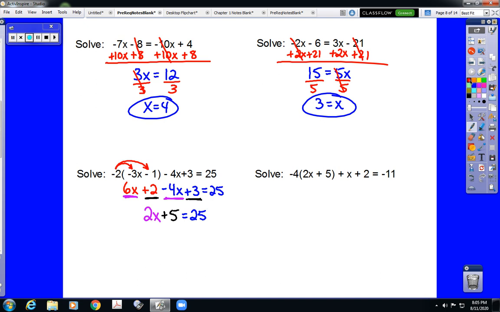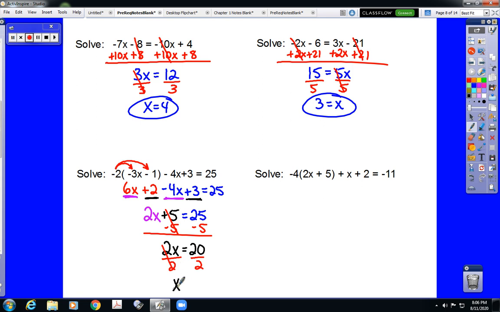Now we're down to a two-step equation like the previous four examples. We're going to move the 5 by subtracting 5 from each side, which will isolate our variable and give us 2x equals 20. And then divide by 2, which gives us x equals 10.